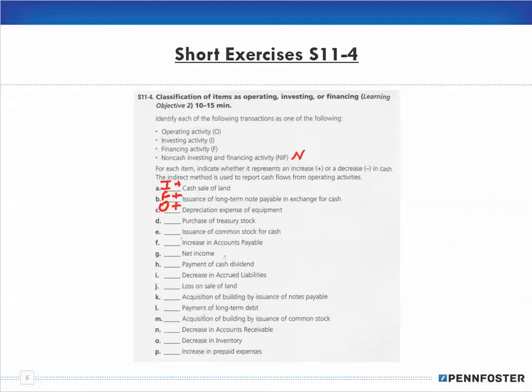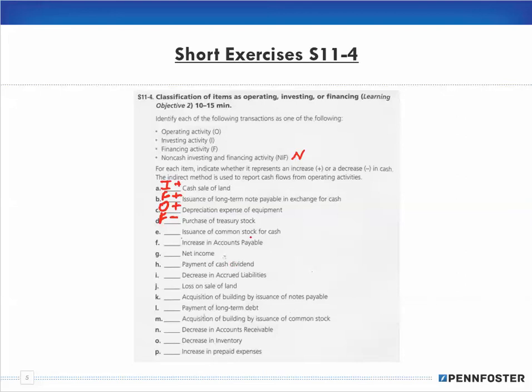Right? Purchase of treasury stock. Treasury stock is part of the financing activities. And when we purchase treasury stock, money is going out of the business. We're buying back the stock. So we have a decrease in our cash position. Right?